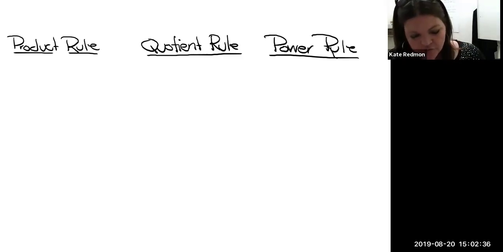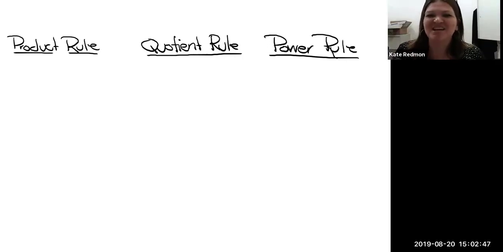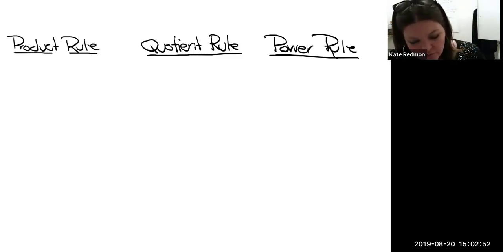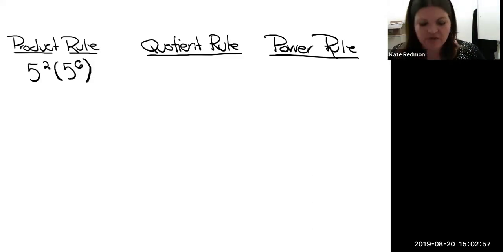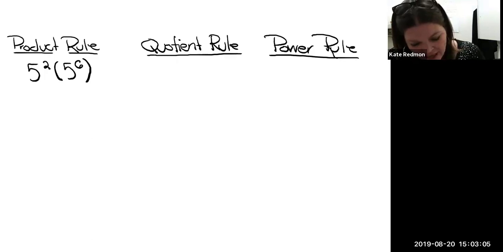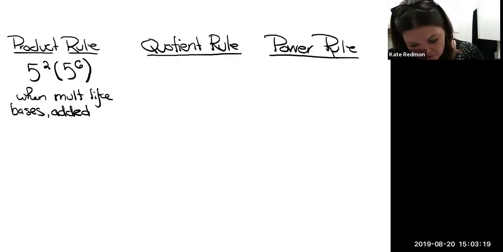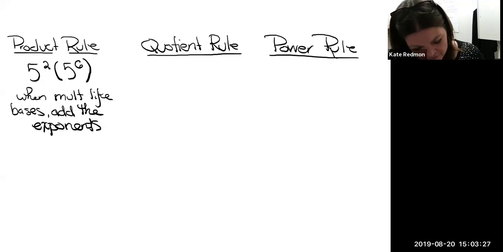So let's talk about the product rule. We learned the word product last class, David. Do you remember what product meant? Multiplication. So product means multiplication. So the product rule says when multiplying like bases, can you see that I'm multiplying like bases? That's 5 to the second times 5 to the sixth. When multiplying like bases, add the exponents. And why is that? Because I already had 2 5s multiplying, and now I have 6 more multiplying. That'll be a total of 8 5s multiplying.